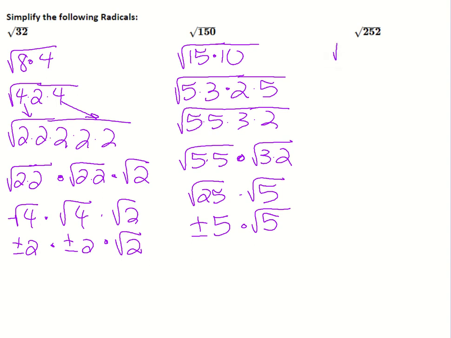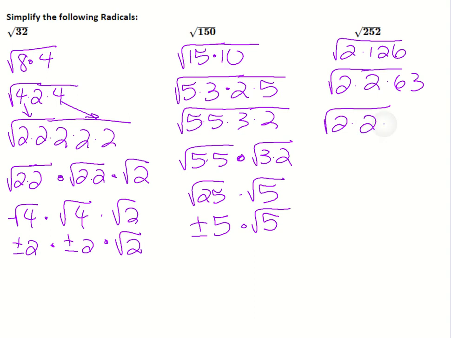So for me, I know that's even, so I'm going to go 2 times. I'm going to use my calculator, and it's 126. Well, I now know that's even, so I'm going to go square root of 2 times 2 times 63, right? This is this 2, and that's that 126, okay? There we go. I now know that 63 is 9 times 7, okay?